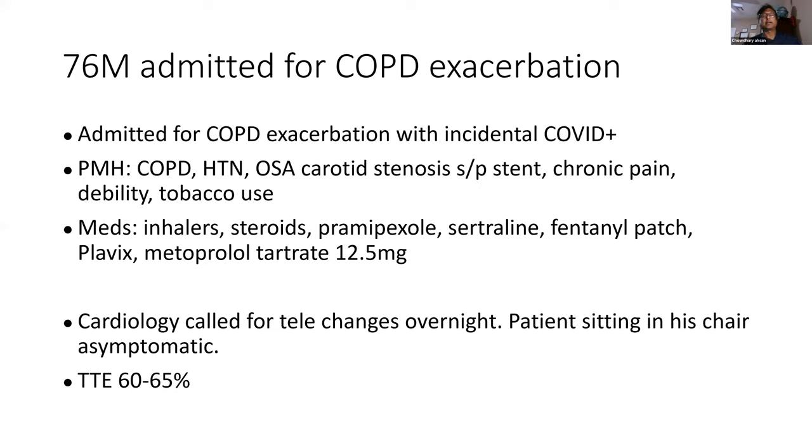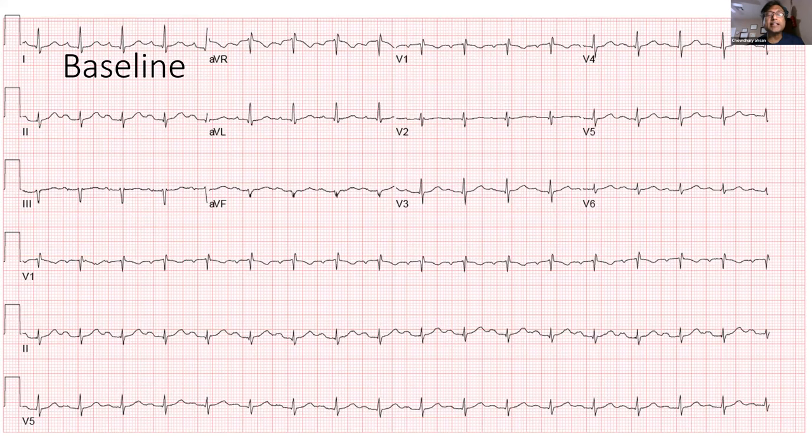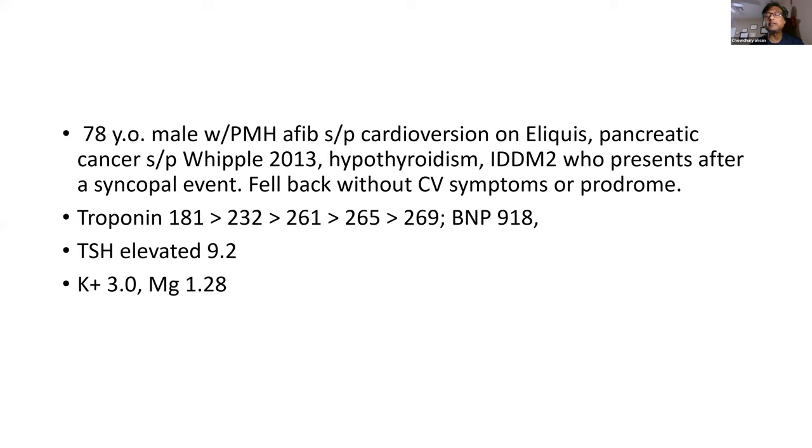This is the one that probably will be the case of the day. A 78-year-old, had cardioversion, pancreatic cancer, Whipple's 2013, hypothyroidism, diabetes, and then came in with some mechanical fall, denies any loss of consciousness. On initial evaluation, the high sensitivity troponin, fifth generation, showed some minor temporal change, TSH is high, magnesium a little low, and this is the ECG.